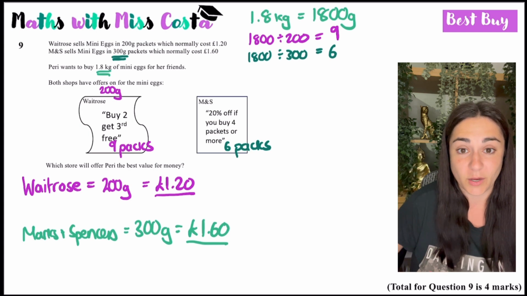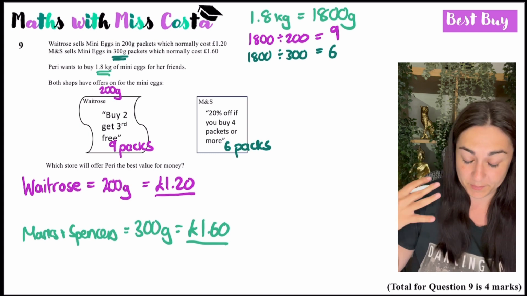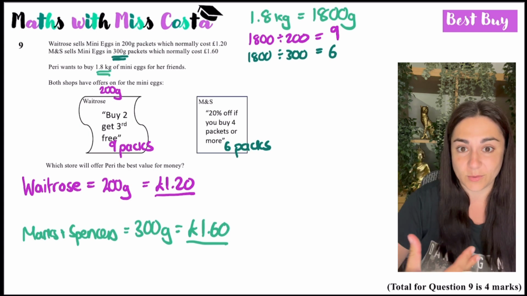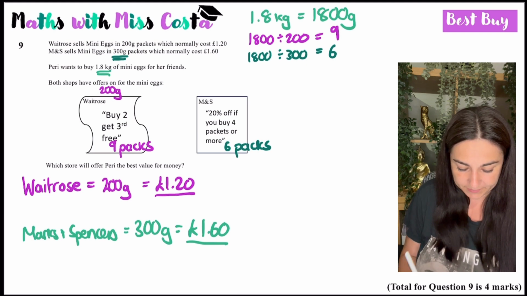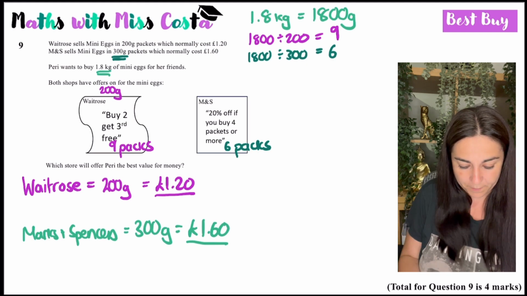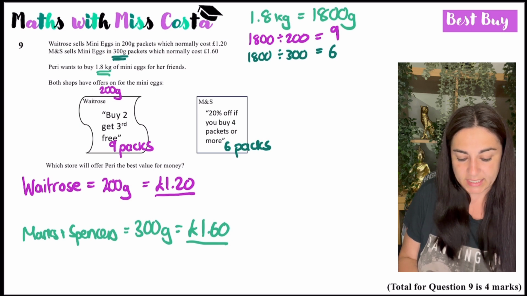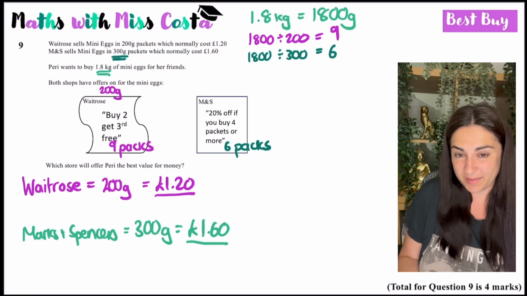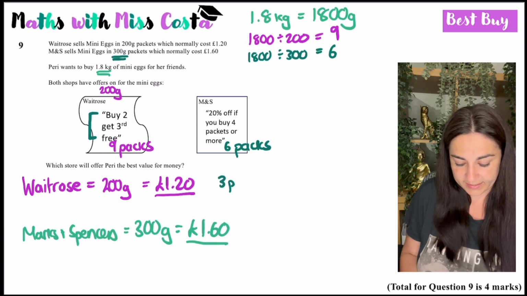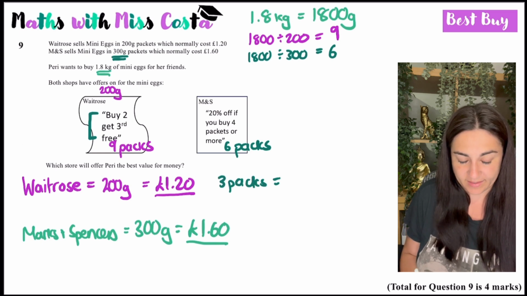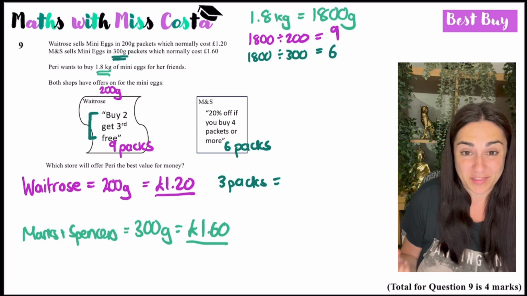So that's why it's so important to show all of your working, because if you fall at the last hurdle, at least you get all of the marks for coming this far. So I know I need 9 packs and if I buy 2, I get the third free. So essentially I can buy them in multiples of 3, and 3 packs is the cost of 2 packs because you get the third one free.